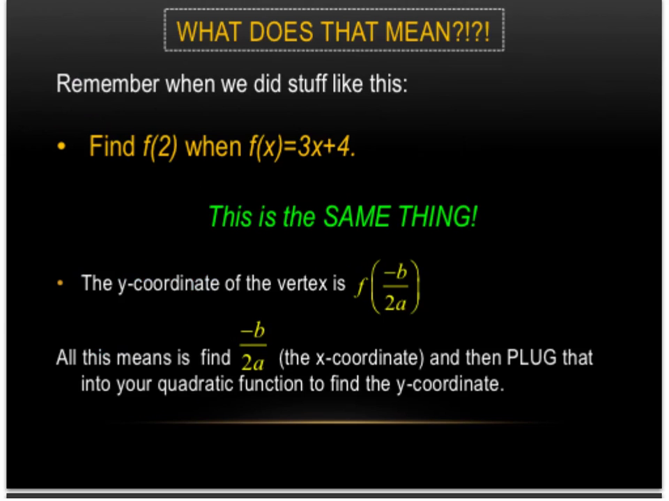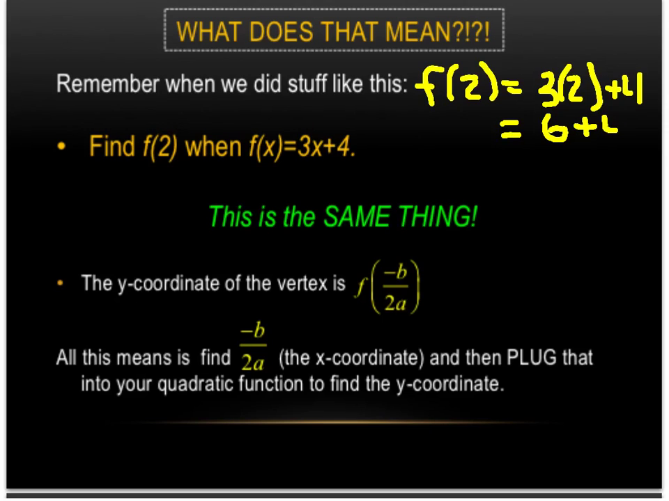Alright, so what in the world do I mean when I say f of negative b over 2a? So hopefully you recall our function notation that we learned, which was here. Like if f of x equals 3x plus 4, and I actually define f of 2, what that really means is let's plug in 2 for x. So everywhere I see an x, I plug in a 2. And then I go ahead and simplify, right? So I would say f of 2 was 10.